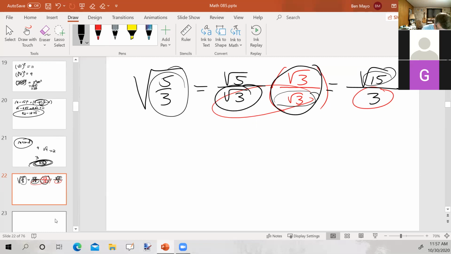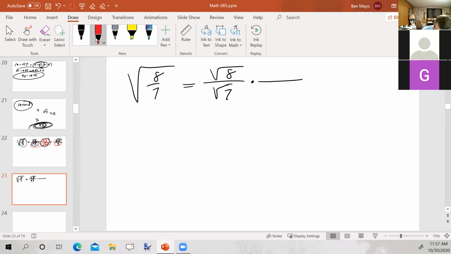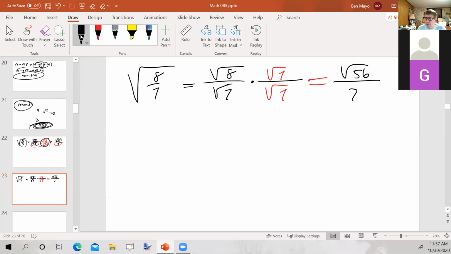Let's take a look at another example, see if you can pick up on this. So that's equal to that. What am I going to multiply the top and the bottom by? The square root of 7. There you go. Equals. So now I've got 7 in the denominator, and I've got the square root of 56 in the numerator. However, unlike the previous problem, the square root of 56 can be simplified further.